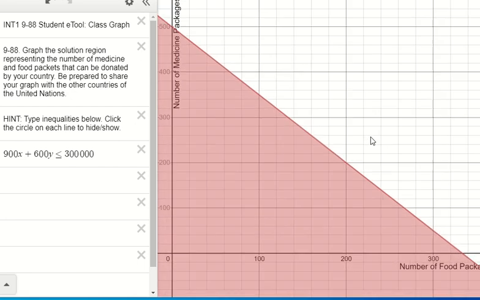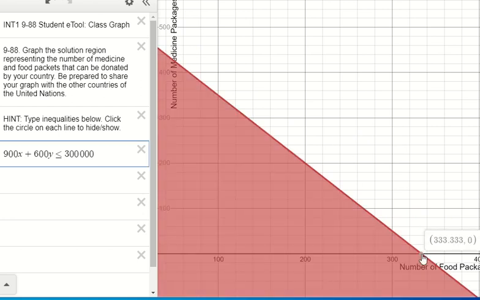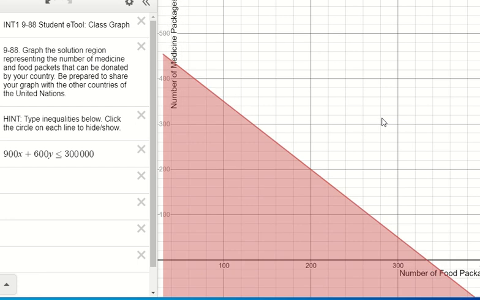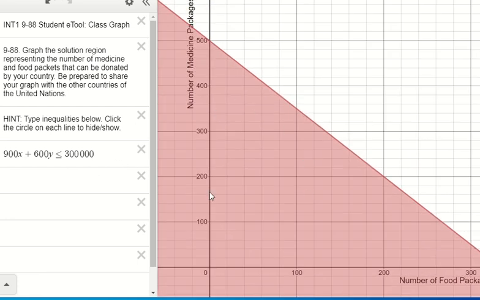And I could go down here and look at the other, and clearly I'm not exactly sure. Oh, look at that. Well, no one's going to buy 333 and 1/3 packages of food. But if I bought 333 food packs, that would come pretty close to being $300,000 at $900 each. So again, this red region represents all the XY pairs that would satisfy country A's constraints. All right, so that's one of 6 constraints. We're going to look at one more of them together.